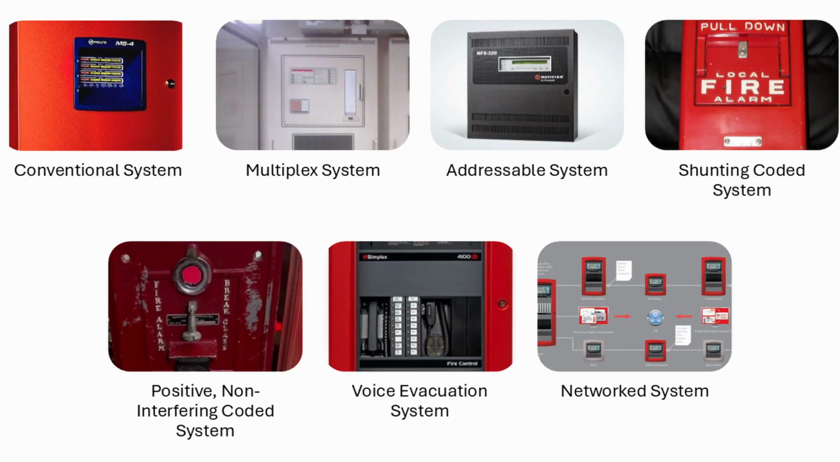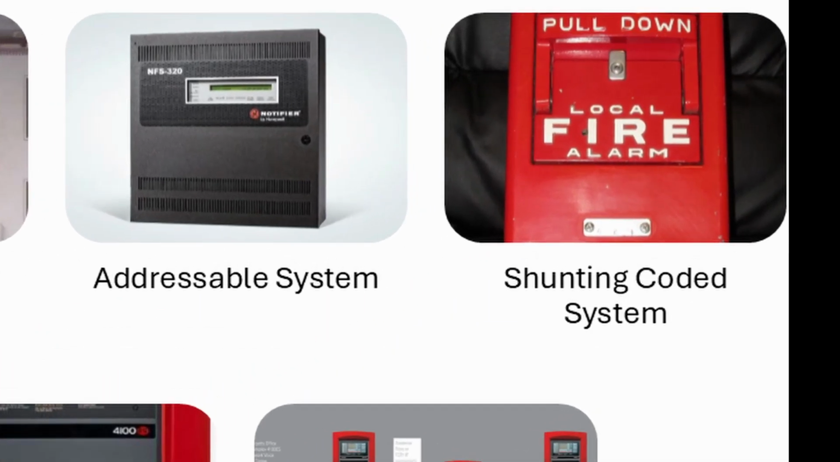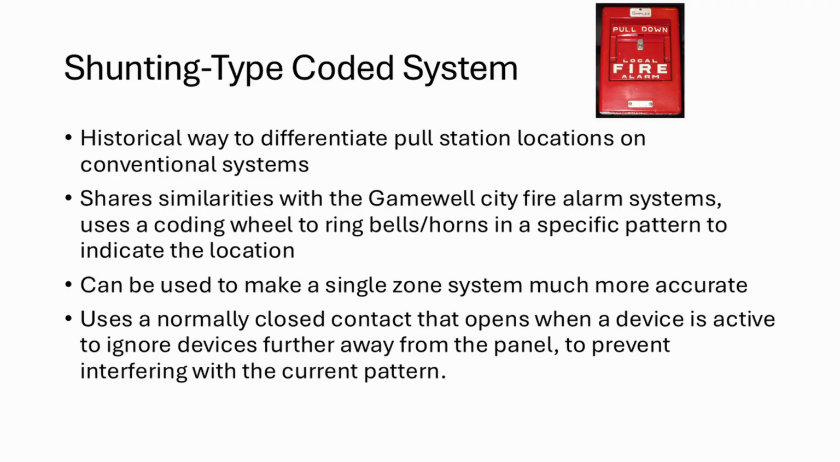Now for a historical example, we have the shunting type coded system. It is a historical way to differentiate pull station locations on conventional systems. It shares similarities with the Gamewell city fire alarm system, using a coded wheel to ring bells and horns in a specific pattern to indicate the location.